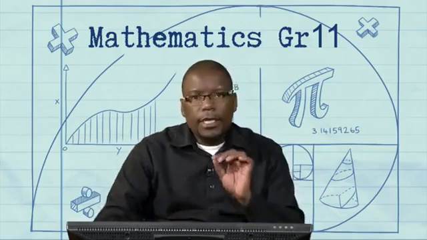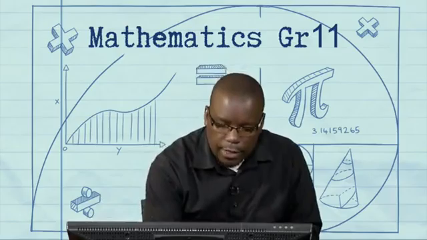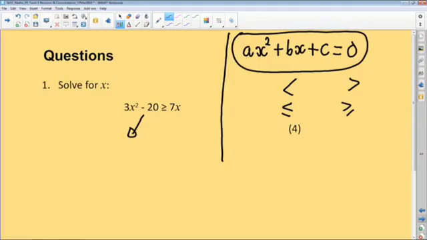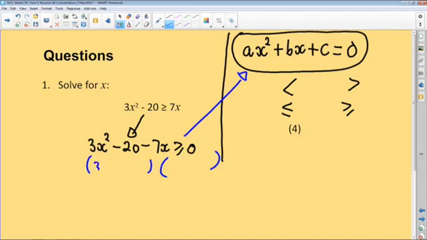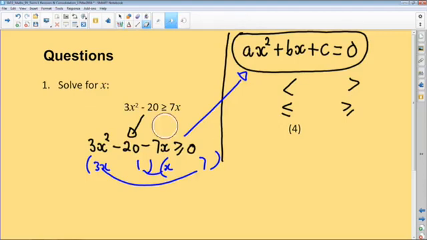Well done, guys. But there are some of us that are still tempted to say, this is 3x squared minus 20 minus 7x greater or equals to naught. Transposing the 7x is correct, but it's not in the form ax squared plus bx plus c. And again, you will be tempted to factorize quickly with 3x, x, 7, and 1, and so forth. But this is not in your quadratic format.